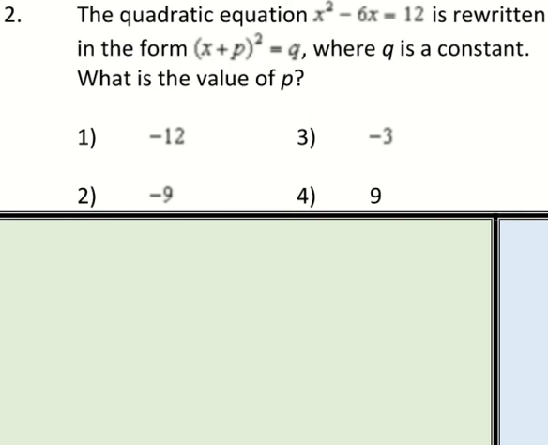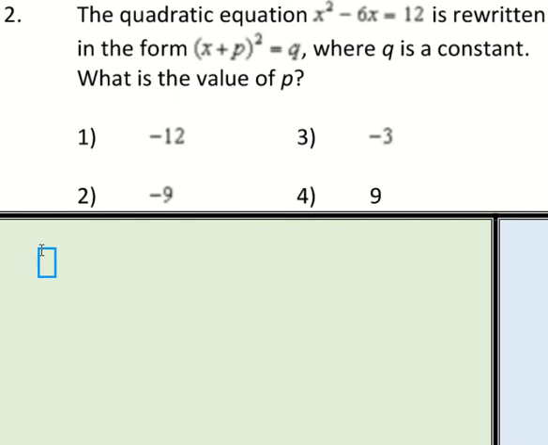So the quadratic equation x squared minus 6x equals 12 is rewritten in the form (x plus p) squared equals q, where q is a constant. What is the value of p?